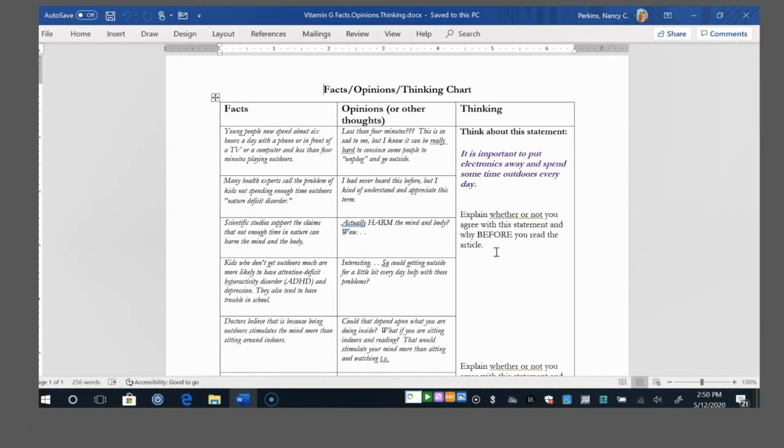What do you think? Is it important to put electronics away or really even anything else that you're doing indoors and spend some time outdoors every day? Do you agree with that? Do you not agree with that? Do you kind of agree with that? Decide what you think and take just a minute and jot down your thoughts, your opinion on that statement before we take a look at the article. Finish that and then we'll get started on reading the information.